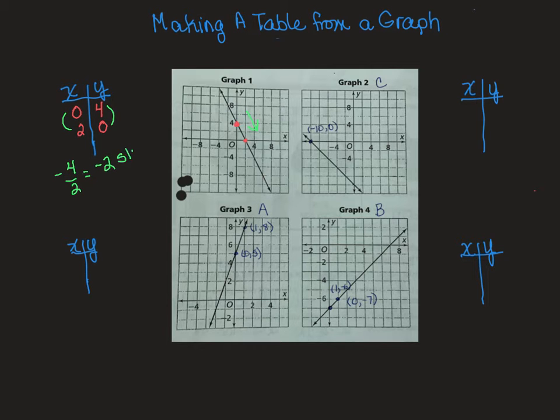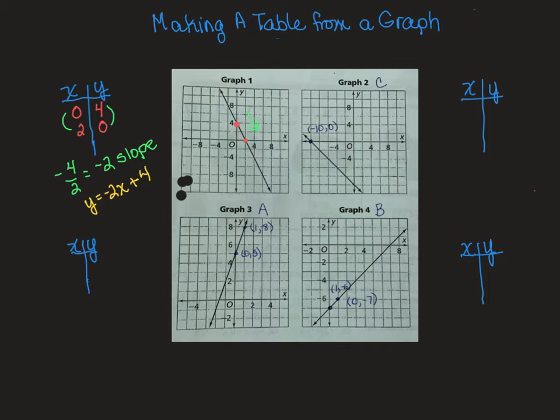That'll be the slope, which means that my equation is going to be y equals -2x, and then plus the y-intercept, which is 4. And we know that it's 4 because that's when x is 0.